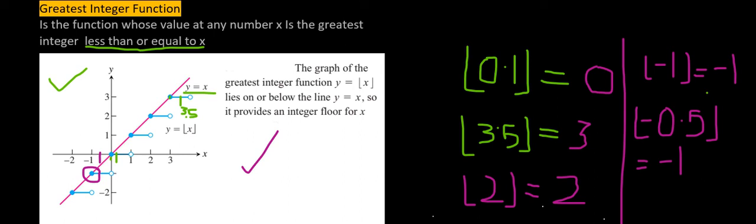The graph of the greatest integer function y is equal to greatest integer function x lies on or below the line y is equal to x. So it provides an integer floor for x. So they were saying in the pictorial explanation that our greatest integer will always lie on this line or below this line, that is y is equal to x.